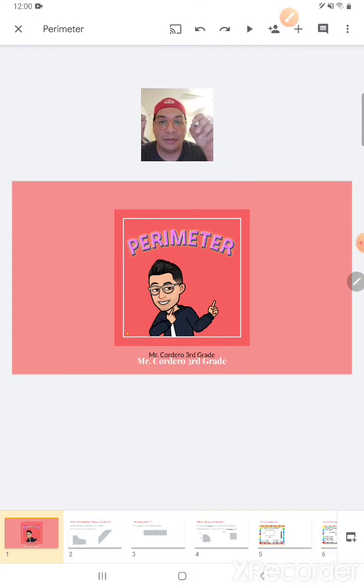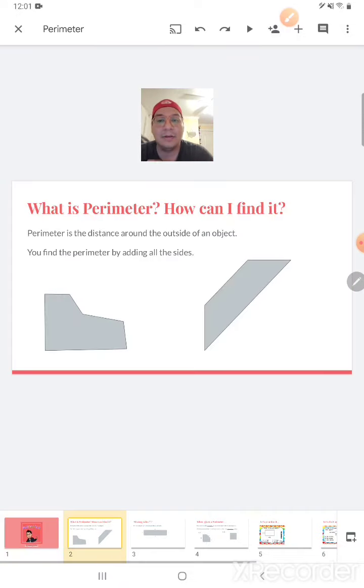We have perimeter today, and we're talking about perimeter, and let's find out what it is. All right, even though we already should know, right? All right, let's go ahead. What is perimeter? How can I find it?